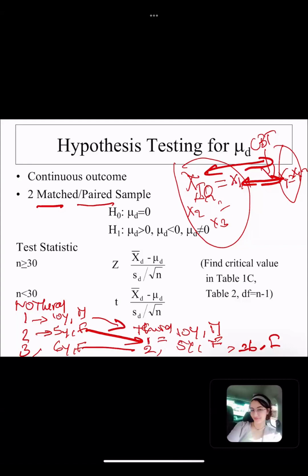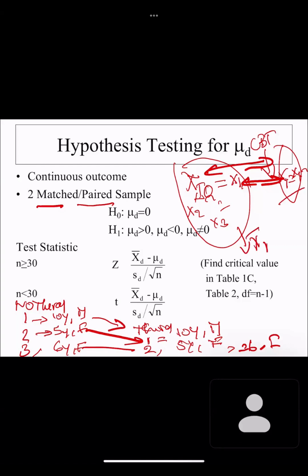When you have pairs, you don't have mu1 minus mu2 any more. You cannot consider this a separate mean, and this a separate mean. No, you consider the difference for every person. You look at his before and after, and then you average the differences. So therefore, your hypothesis is H0: the mean of the difference is 0 in the population, and HA or H1: the mean of the difference is either greater than 0, less than 0, or different from 0.